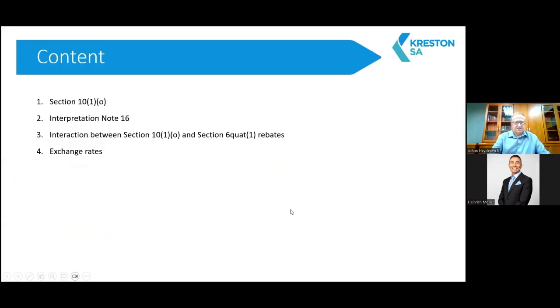All right. So what are we going to talk about? As usual, it's back to the law. You have to start with the law itself, and let's analyze the law. And then let's look at what SARS has to say about the law. They have issued Interpretation Note 16, which we will go through with examples. Then we look at the interaction between your Section 10(1)(o) exemption and how your Section 6 quat rebates will work. And then we'll have a final look at the way that exchange rates affect the taxability of the income, as well as what exchange rate you should use as you are claiming your Section 6 quat rebates.